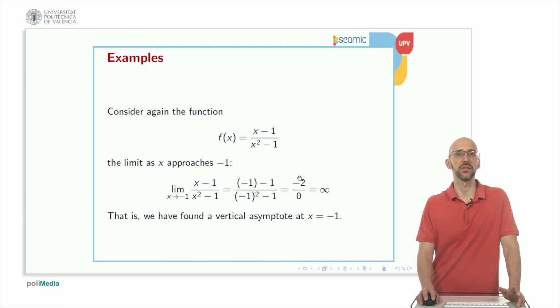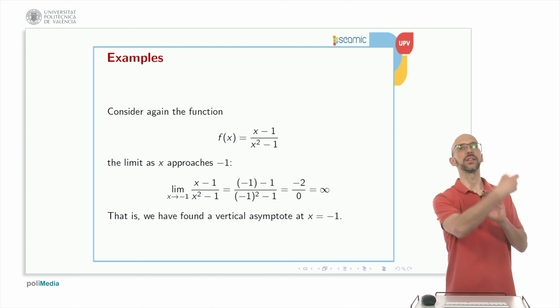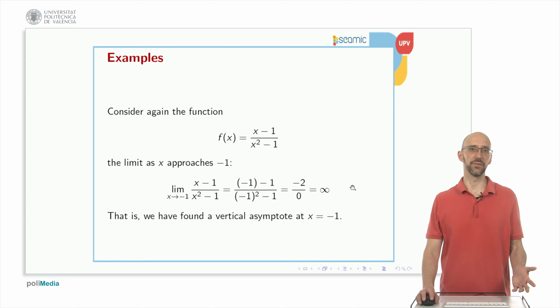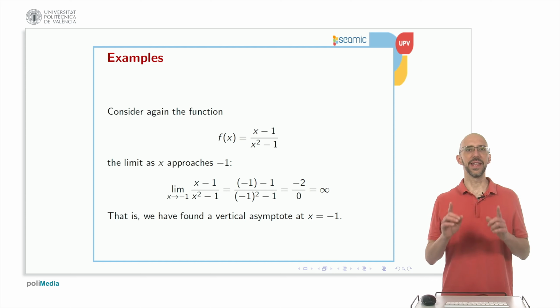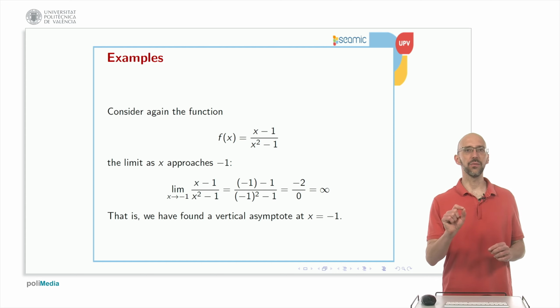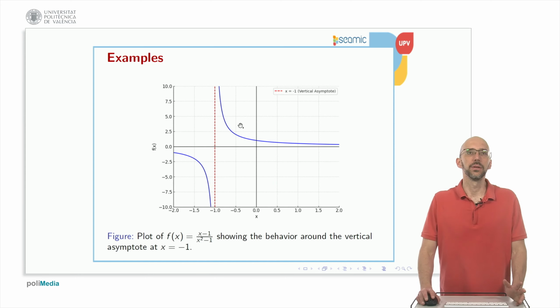This is infinity. This is not an indetermination. When the denominator tends to 0, this fraction tends to infinity. So the limit is infinity. What does this mean? This means that at this point, at -1, the function has a vertical asymptote. Do you want to see this vertical asymptote? Looks like this. At -1, the function has a vertical asymptote.